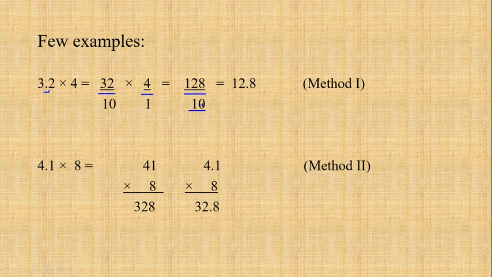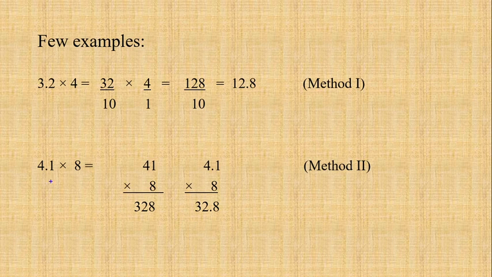Now to convert this again into a decimal fraction, since this has only 1 zero, we have to count from the right side one place, so 12.8. So this is the answer, 12.8, of the first example. Yes, we got 12.8 using method 1. Now let's solve the second example by the second method.